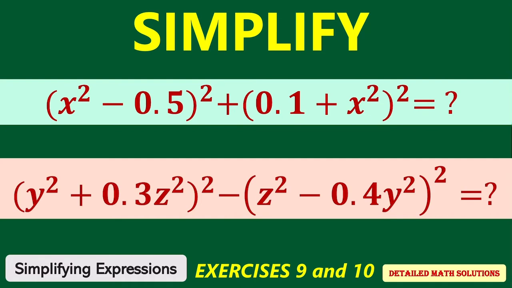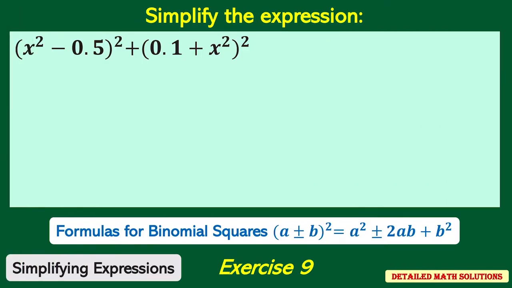In this video, I'm going to write step by step how to simplify the algebraic expressions displayed on the screen. To solve these exercises, I'm going to use the formulas for binomial squares. (a ± b)² equals a² ± 2ab + b².